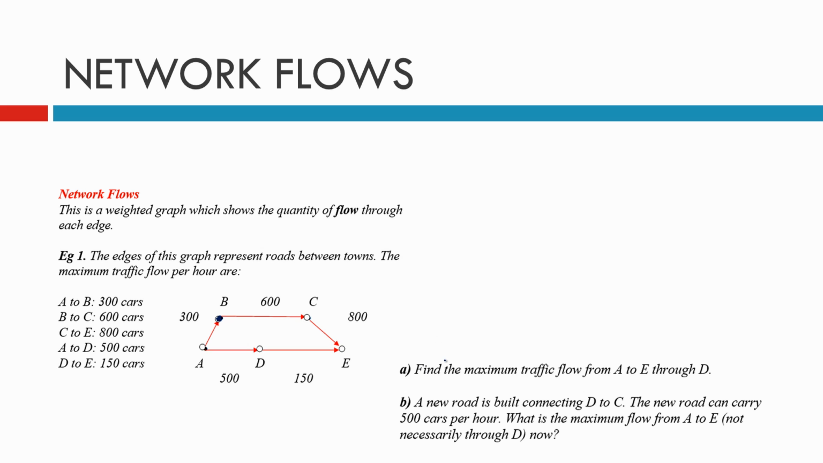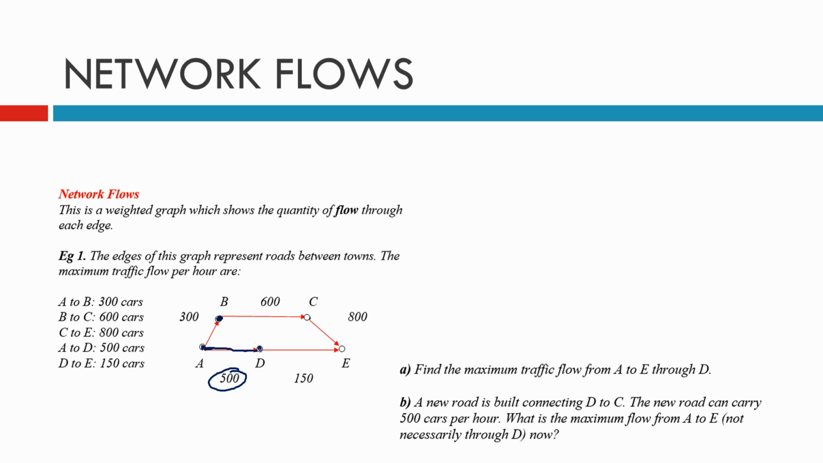Part A says find the maximum flow from A to E and it has to go through D. So it has to go through this point. Has to go through that. So we can go from A to D and we can take 500, doesn't matter, it says it's road, so let's say it's 500 cars and it says that it's cars. So 500 cars from A to D in one hit, that's not an issue.